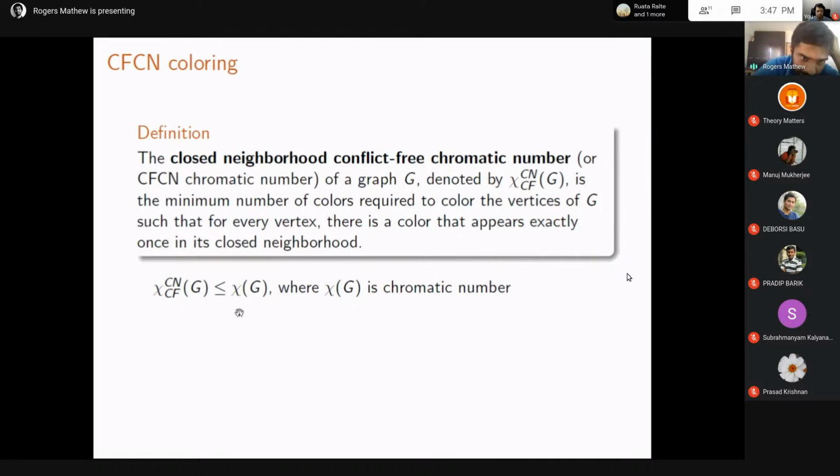Now, first thing is that this conflict-free chromatic number is at most the classical chromatic number for any graph. So what is the classical chromatic number? You want to color the vertices of a graph such that if two vertices U and V are adjacent, they get different colors. Now, any classical coloring is also a conflict-free closed neighborhood coloring. You can actually go back and verify that.